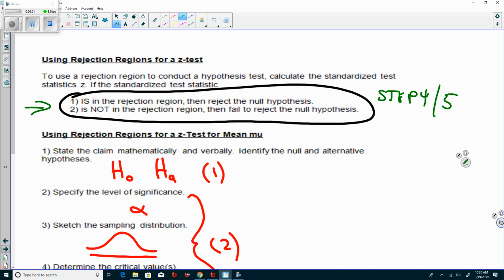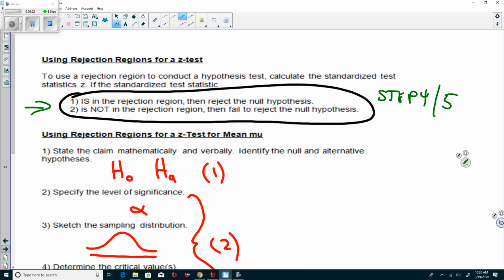Into 5. So that's a new step 4. I might say using the p-value test, I might say using the rejection region, determine whether you reject or fail to reject.